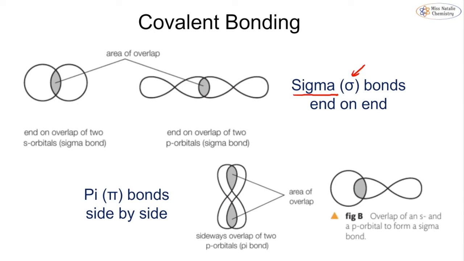Sometimes we can get the overlap being side to side, and we call these pi bonds, again with its Greek symbol here. And you can see that there is a difference: for a sigma bond, we get one area of overlap, whereas for a pi bond, we get two areas of overlap. Again, you may be asked to draw these in an exam, so it's important that we can distinguish between them. Now, they are still both two types of covalent bonding, because remember, a covalent bond is when we have the orbitals overlapping. They just overlap in a slightly different way.